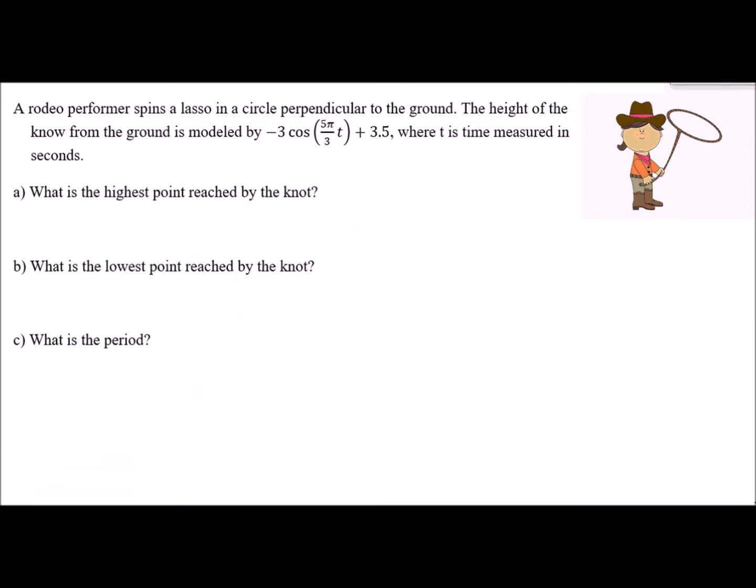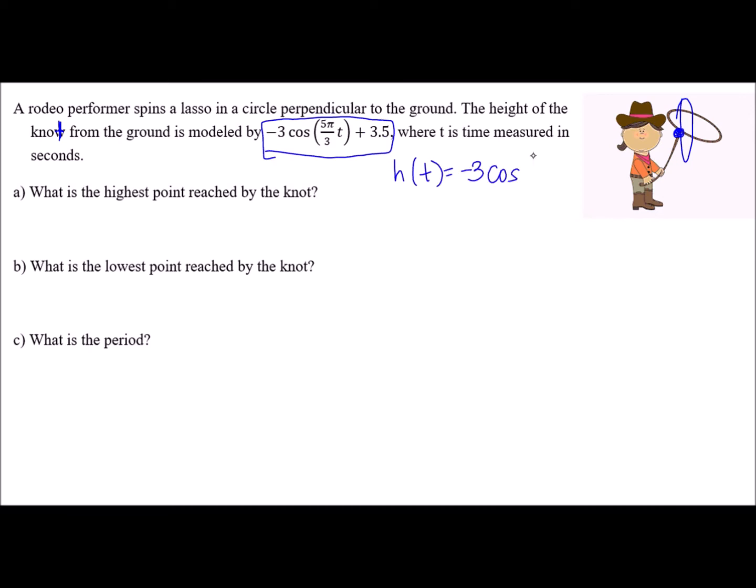Okay, so this next one says a rodeo performer spins a lasso in a circle perpendicular to the ground, so kind of pretend like this is more like one of those. The height of the knot from the ground is modeled by this, typo, oopsie, that's a T. The height of the knot, so this little place where they hold on to it, or where the handle meets the actual loop. I don't know what that's called. Knot, but anyways. The height of the knot from the ground is modeled by this trig function right here, cosine, where t is measured in seconds. So the height of it, we'll call it h of t.